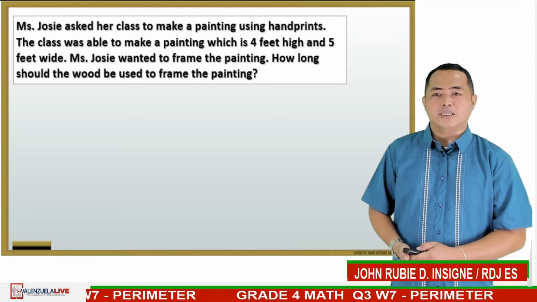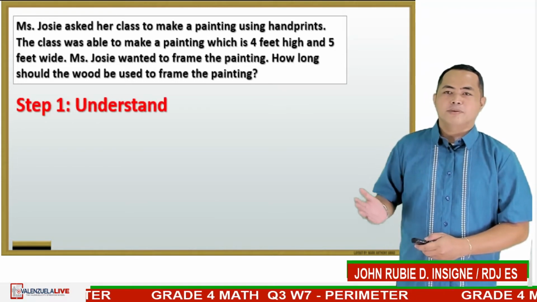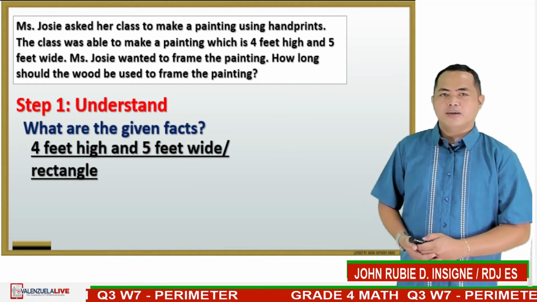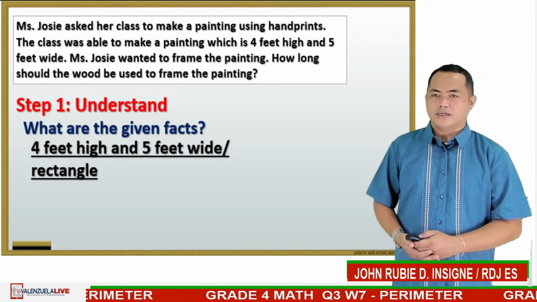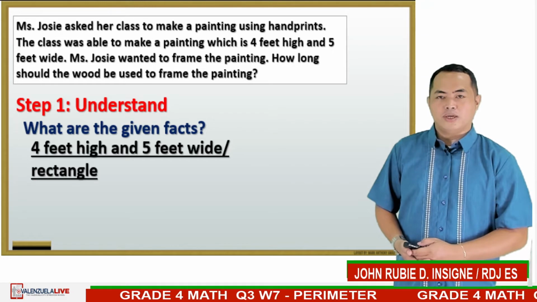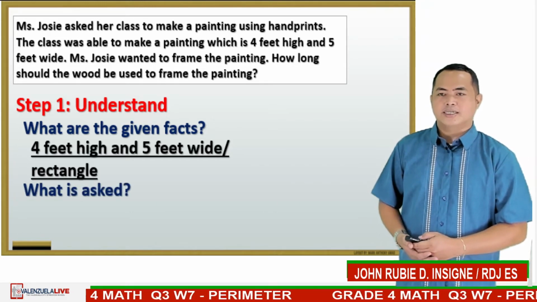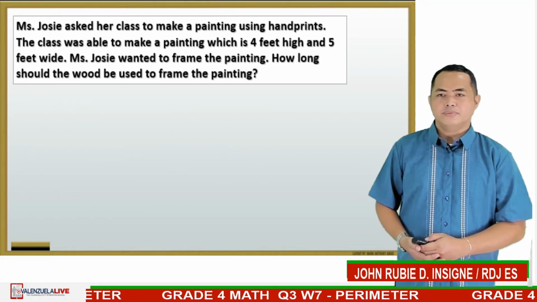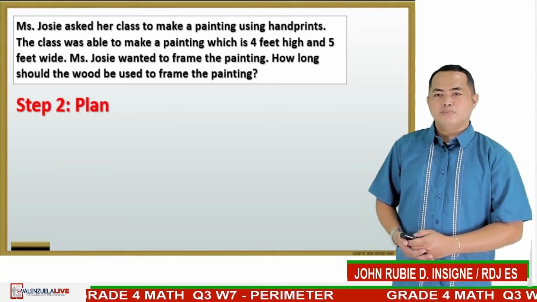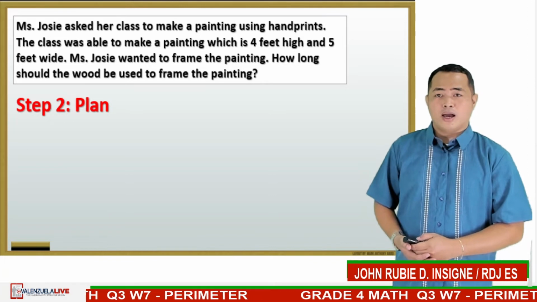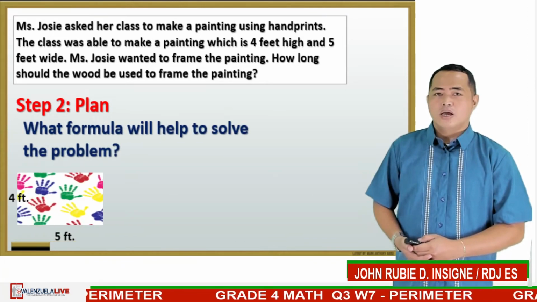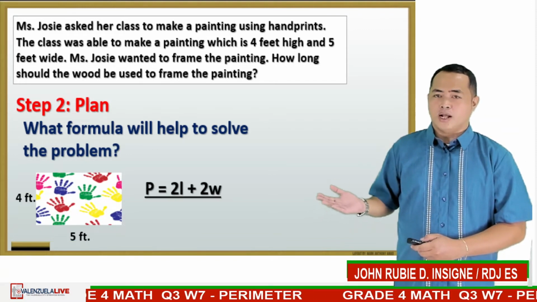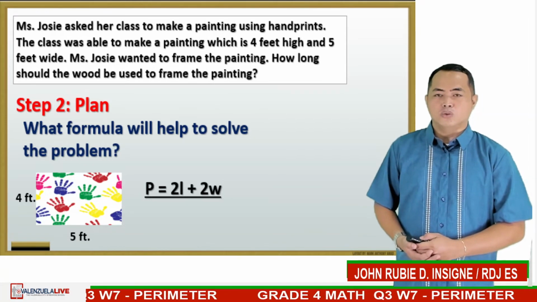Let us recall the steps in solving word problems. Step number 1, understand. What are the given facts? From the given dimensions, the painting is a rectangle with 4 feet high and 5 feet wide. What is asked? The length of the wood we'll use to frame the painting. Step number 2, plan. What formula will help to solve the problem? The formula in finding the perimeter of a rectangle is P equals 2 times length plus 2 times width.